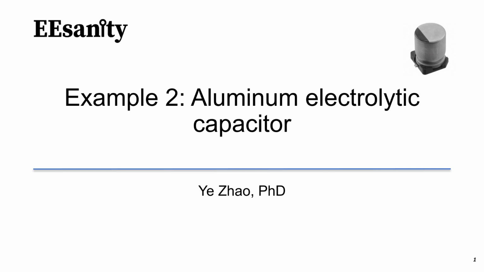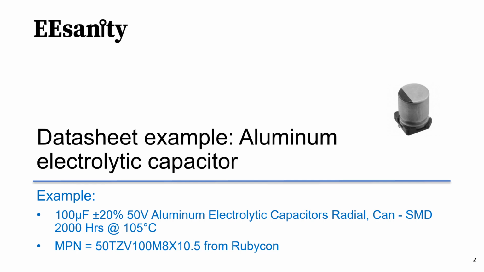In this lecture, we will talk about aluminum electrolytic capacitors. We will study the datasheet of an electrolytic capacitor, which is 100 microfarad, 50 volt, 2000 hours at 105 degrees C. Here is the manufacturer number from Rubicon.